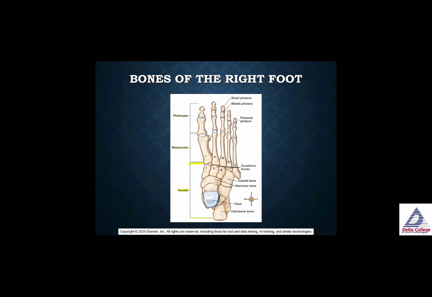Now, bones of the foot. This is just showing the right foot. And I just want to point out, remember in the hands, we had carpals with a C. In the feet and the ankles, we have tarsals with a T. Then going down, we have metatarsals that go at the top of the foot. And then when we get to our toes, those are phalanges. And you still have the proximal, middle, and distal phalanx.